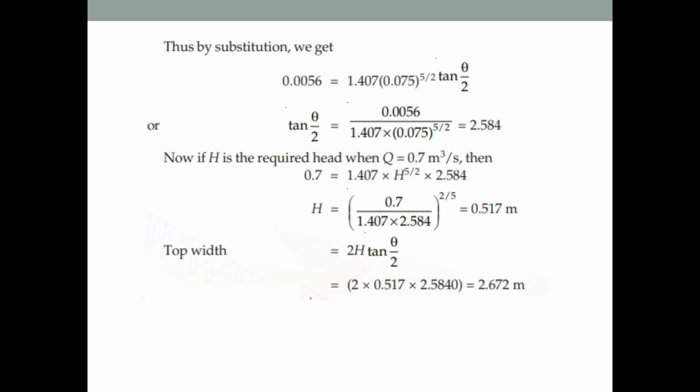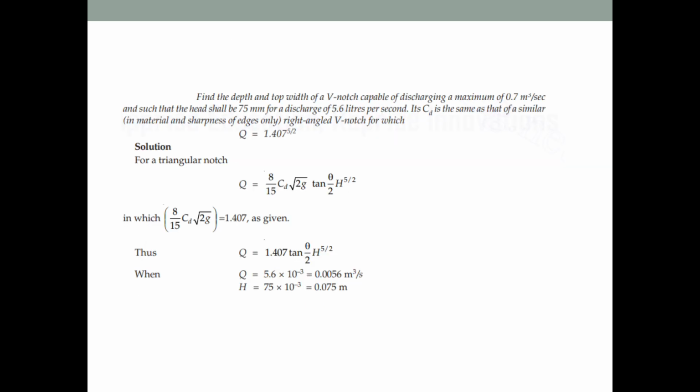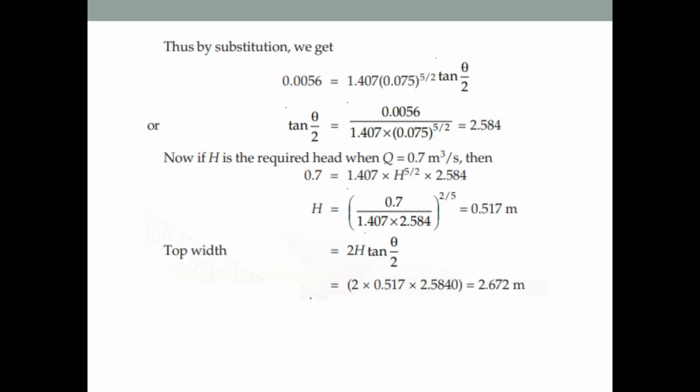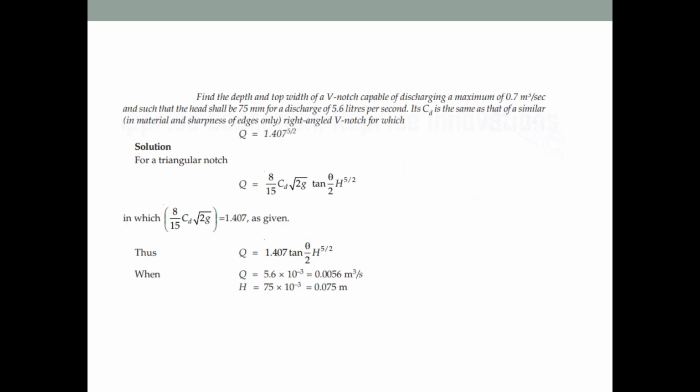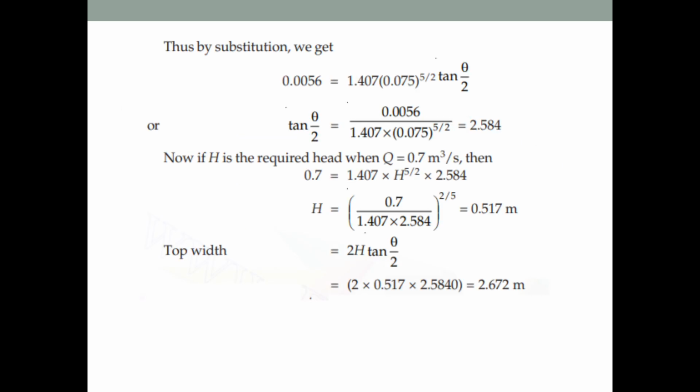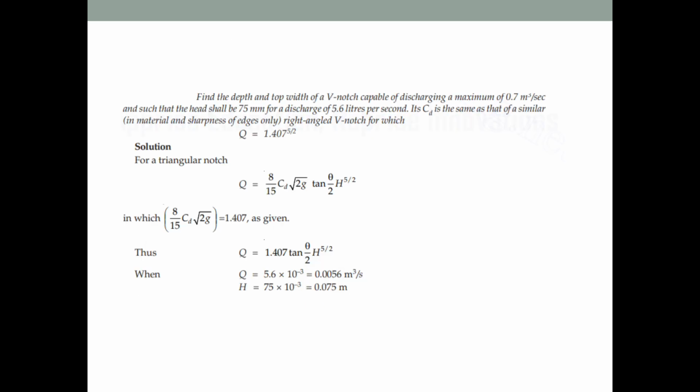Now on substitution in your formula, I'm getting 5.6 into 10 power minus 3 by 1.407 raised to 0.075 to the power 5 by 2. Substituting here, I'm getting the value of tan theta by 2. Now if H is the required one, then 0.7 is equal to this. I substitute in Q is equal to 1.407 tan theta by 2 H power 5 by 2, and I'm getting the value of tan theta by 2.